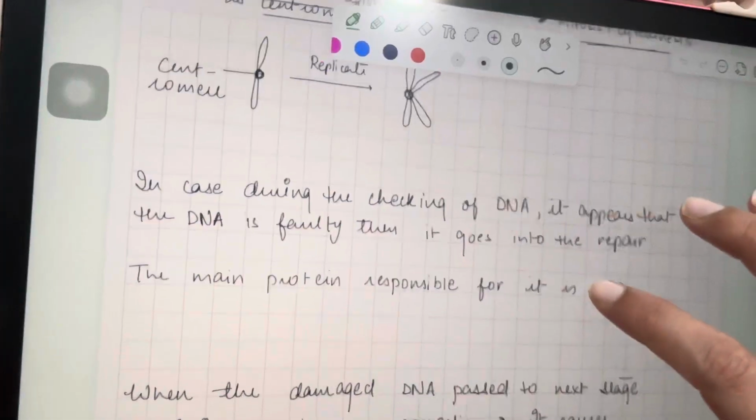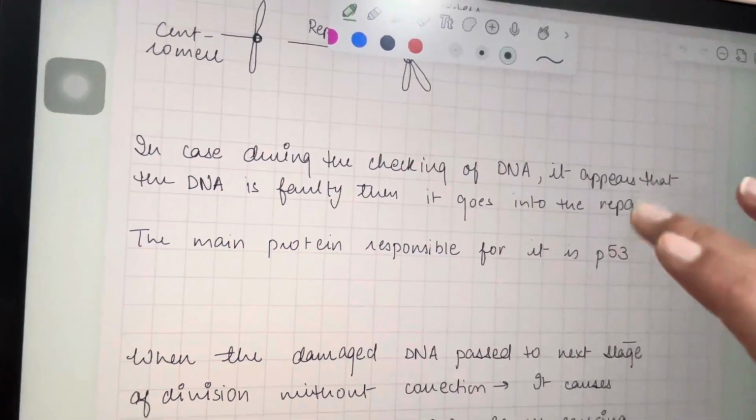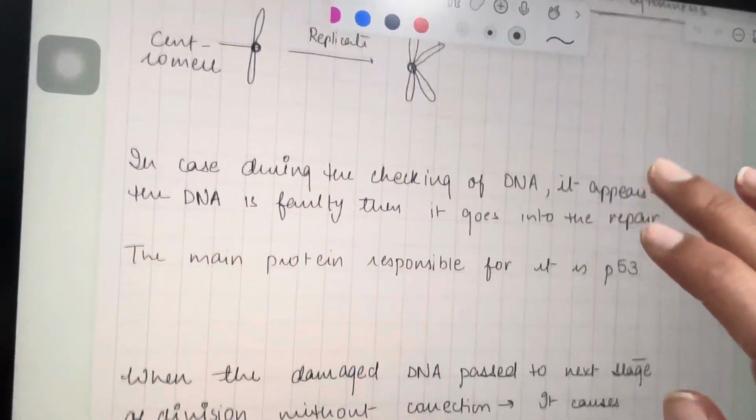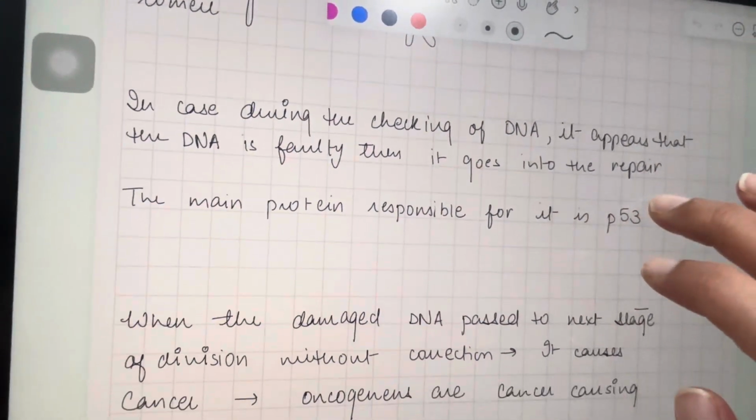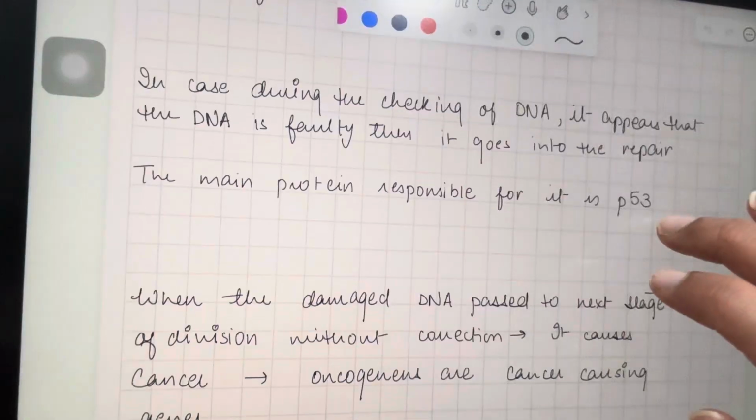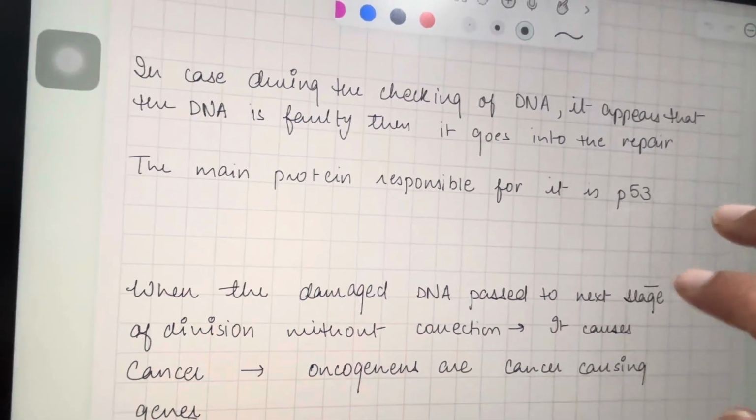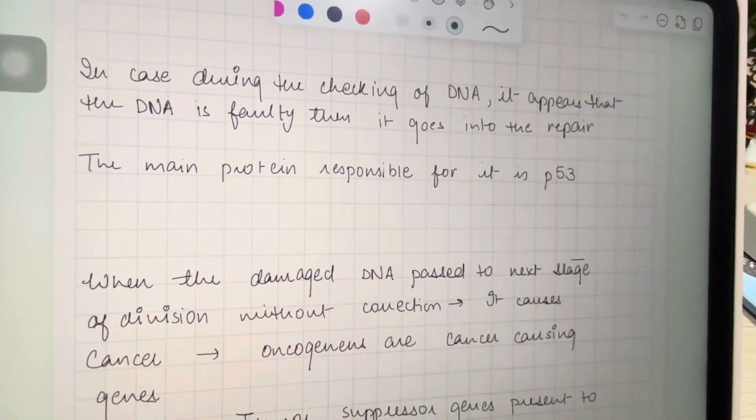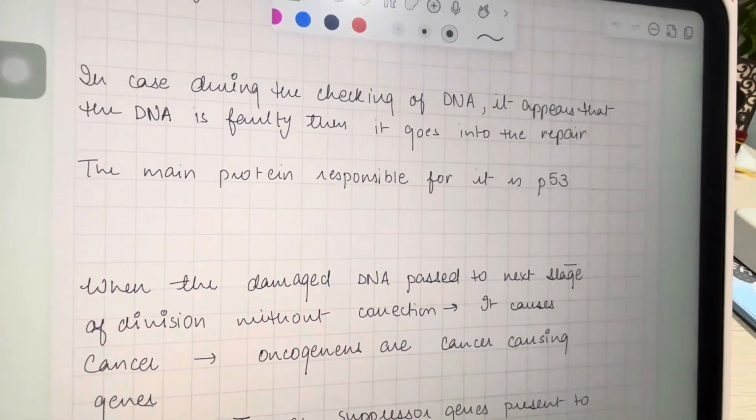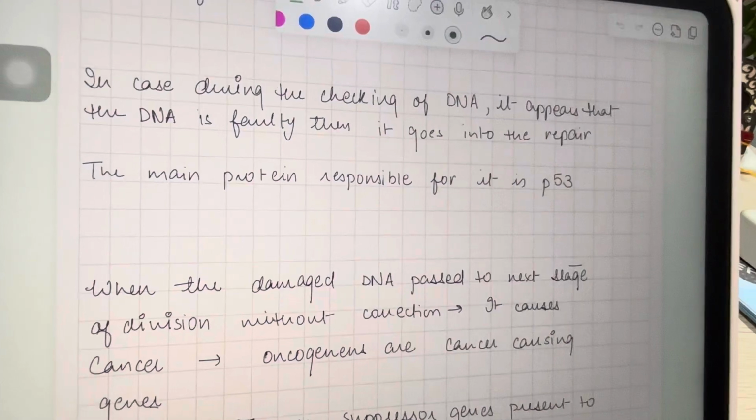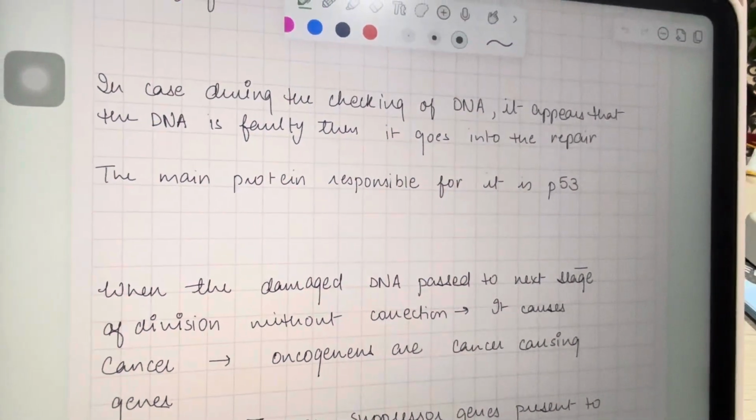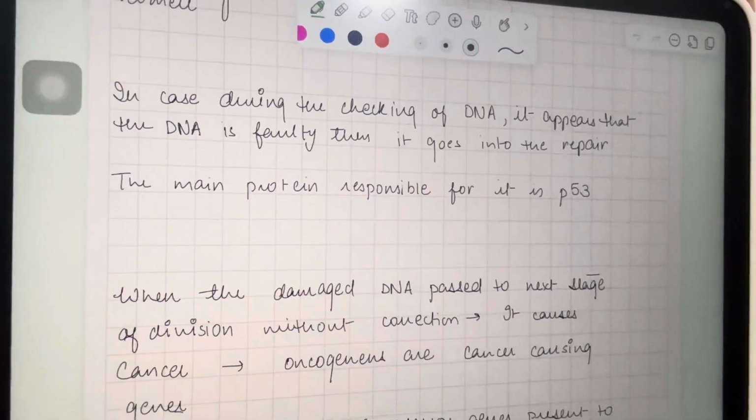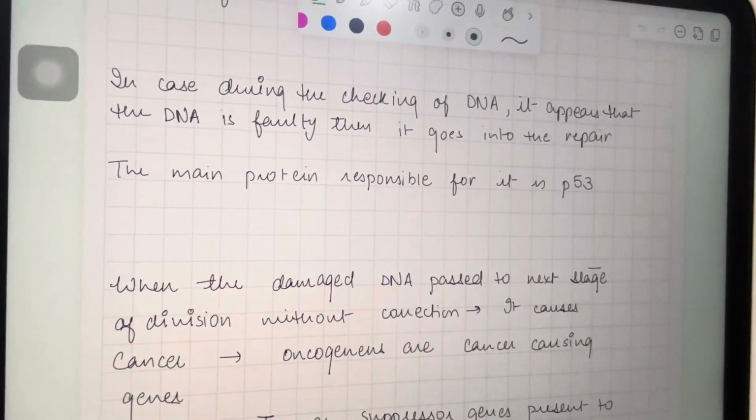In case during the checking of DNA, which is done during the G2 phase, the DNA appears to be faulty, then it undergoes repair. The main protein responsible for the repair is P53, which is a very important point to note because it's a bit unusual.